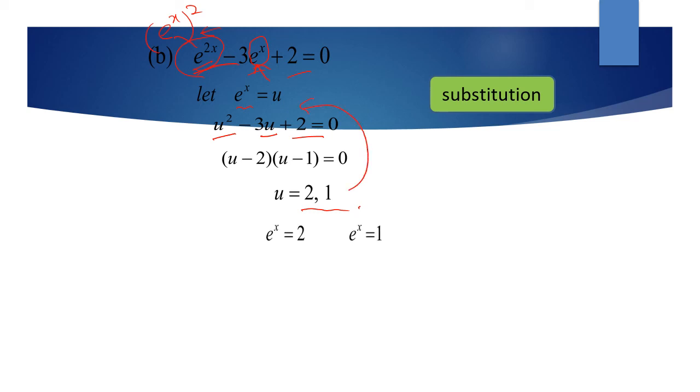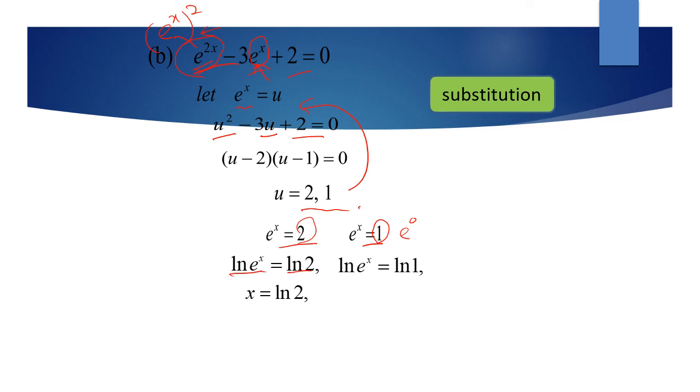So e to the power of x equal to 2. Another one will be e to the power of x equal to 1. How to solve for this one? We cannot change these two into base e, because e is an irrational number. The same goes for 1, but 1 we can replace by e to the power of 0. But how about 2? It's easier to use log on both sides. So we apply natural log on both sides. We have natural log of e to the power of x equal to natural log of 2. Don't forget to put it on both sides.